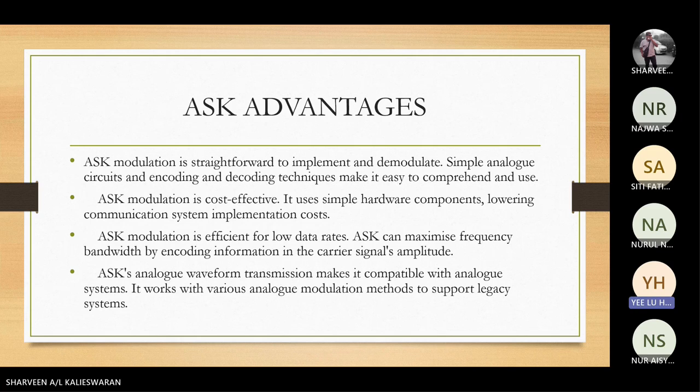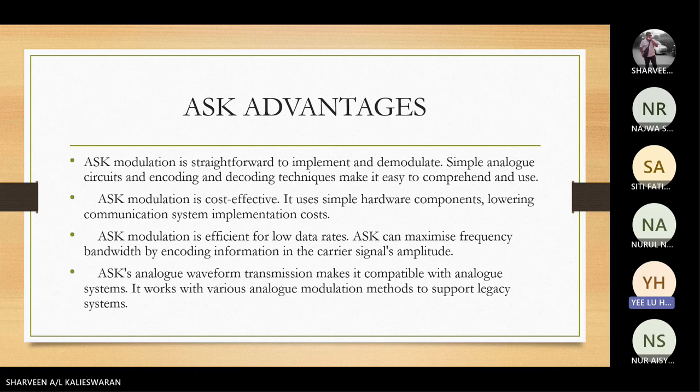B0818105777. ASK modulation is straightforward to implement and demodulate using simple analog circuits and encoding and decoding techniques. It makes it easy to comprehend and use. ASK modulation is cost effective. It uses simple hardware components, lowering communication system implementation costs. ASK modulation is efficient for low data rates.